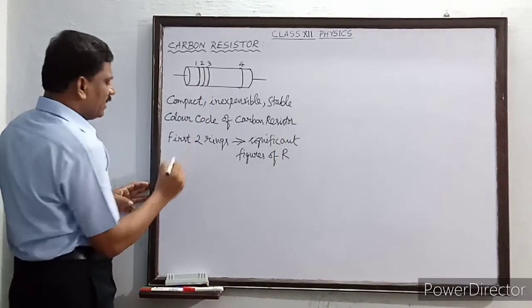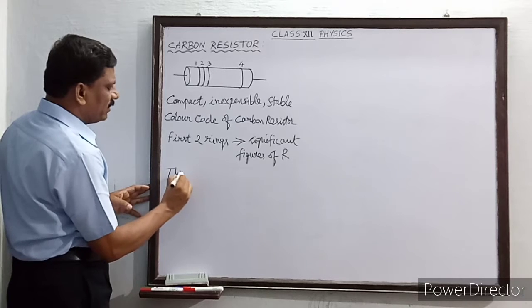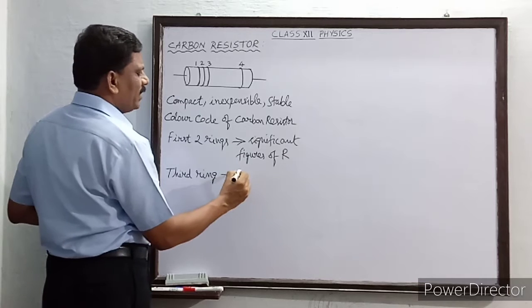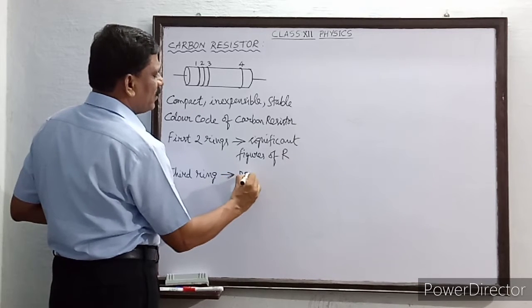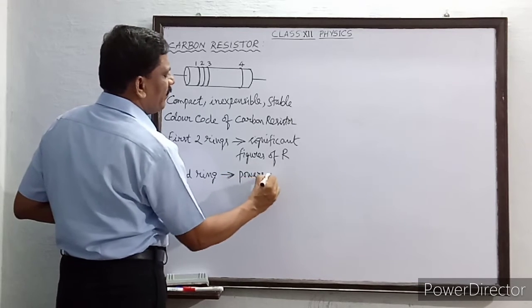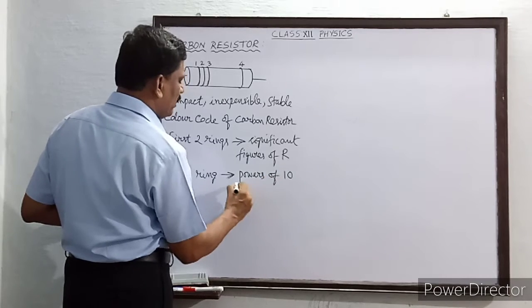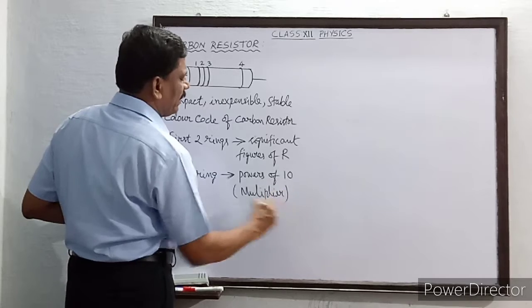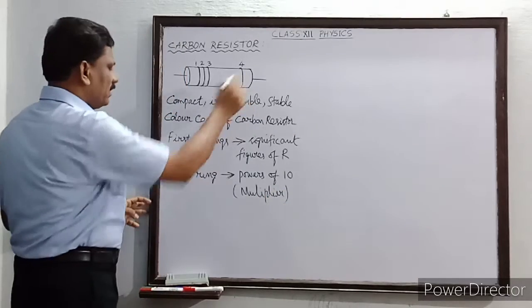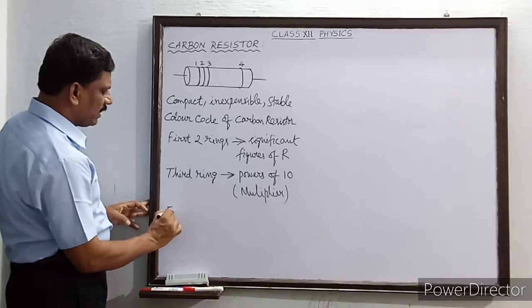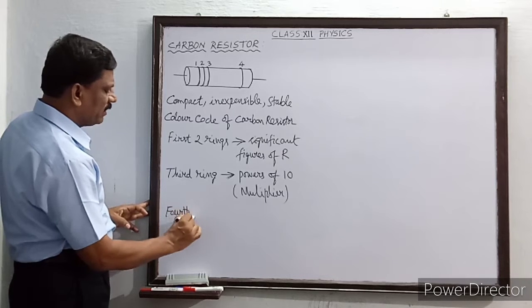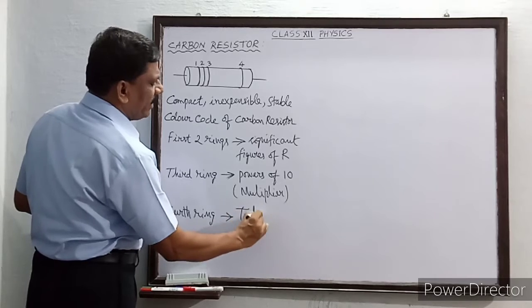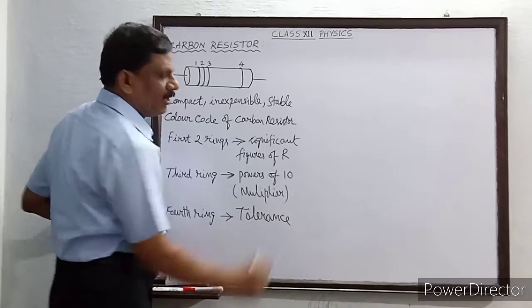And the third ring is the multiple, that is, the power of 10. So it is the power of 10, or the multiplier. It is also called the multiplier ring. And the last ring, the fourth ring, gives an indication about the tolerance level of the resistance.